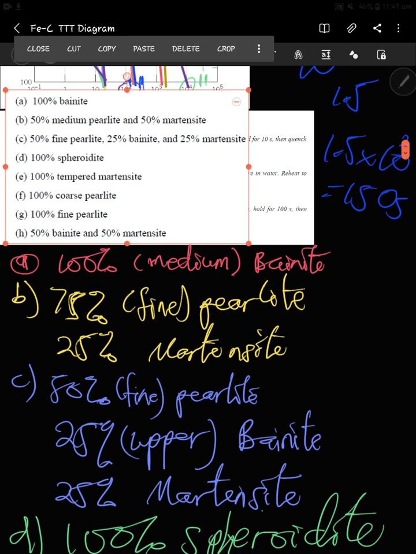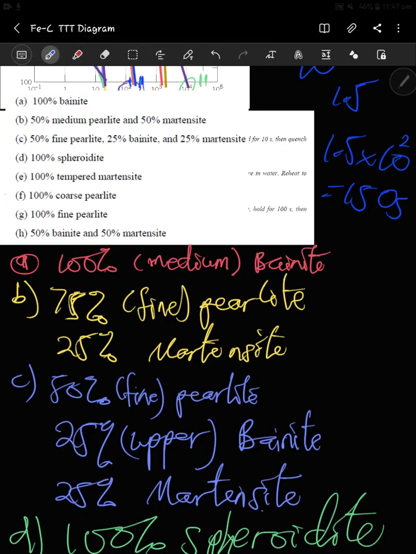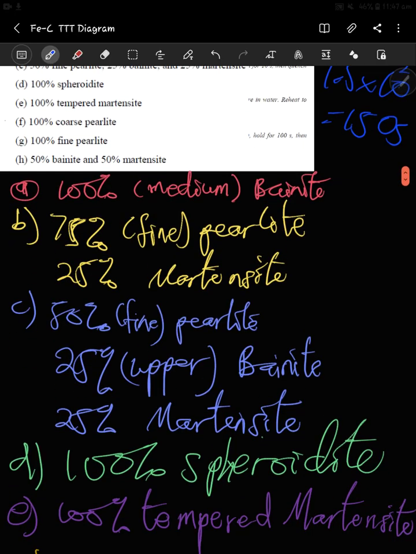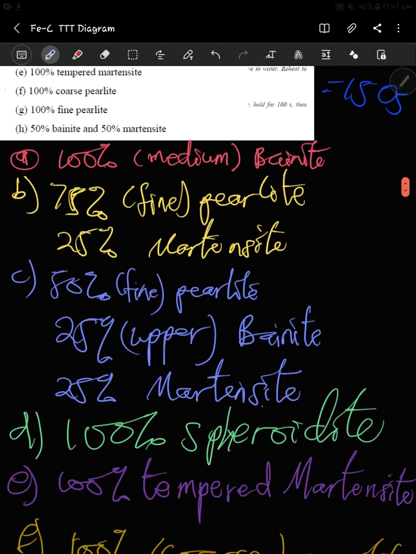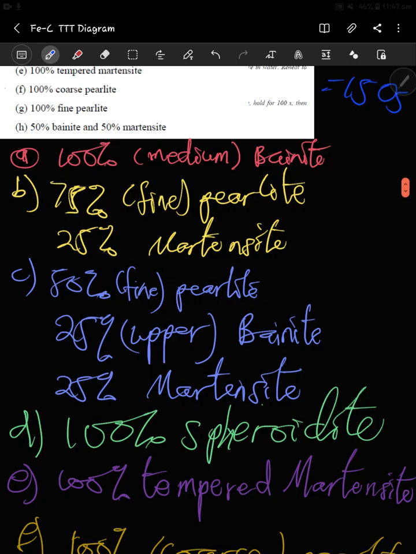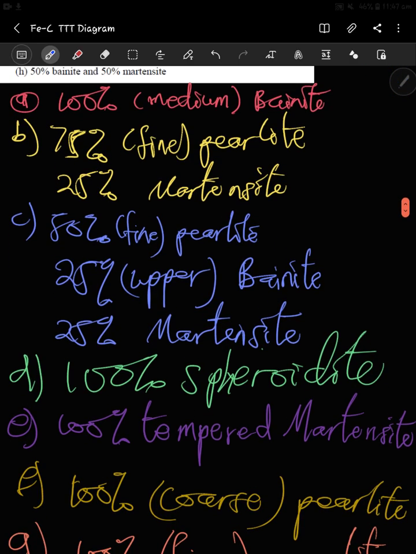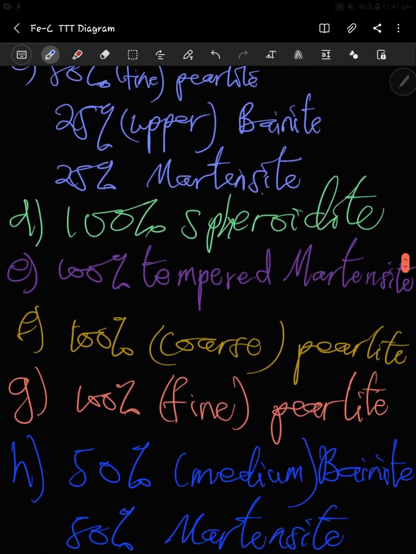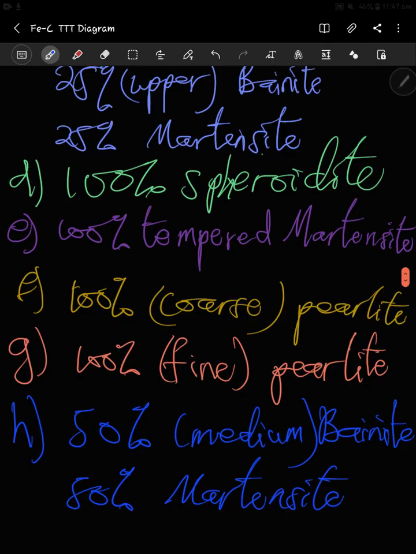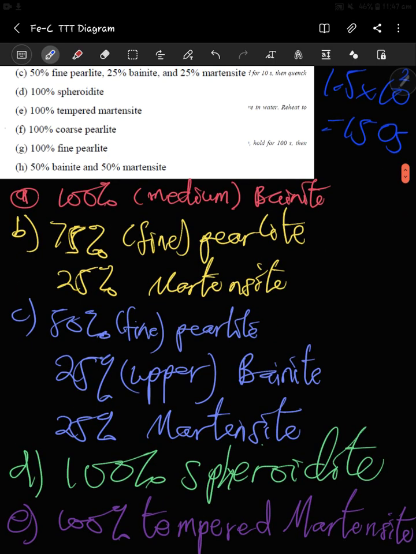Right. So first one, 100% bainite. You see, they are not that. These are conversions, so that's what I was saying earlier. 50% medium pearlite, 50% martensite. C, 50% fine pearlite, 25% upper bainite, 25% martensite. Right. D, what's D saying? 100% ferrite. E, 100% tempered martensite. F, 100% coarse pearlite. And then G, 100% fine pearlite. And then what do you have for each? 50% medium bainite, 50% martensite, right? So that's it. All right.